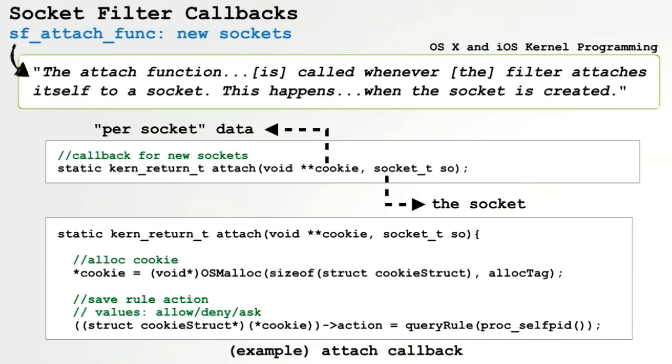So here we allocate a chunk of memory and then we store an action based on the PID of the process. If it's a process we're going to allow, we set it to allow. If it's a process we want to block, we set the action to block. And if it's a new process or something that we don't recognize, we set the action to ask.